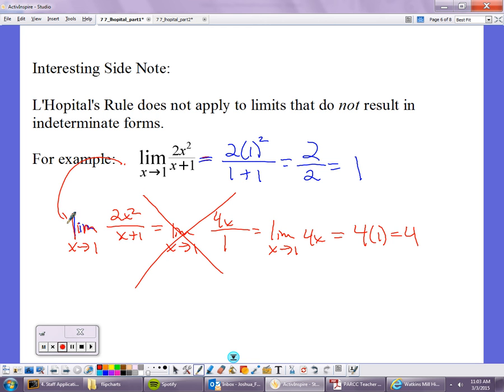But if that limit does not give you an indeterminate form, do not use L'Hopital. Check first to make sure that the limit gives you an indeterminate form. Otherwise, you're going to do stuff, and you can see you get a completely different answer. Okay. In the next video, I'll go through a couple examples that are a little bit trickier. All right.